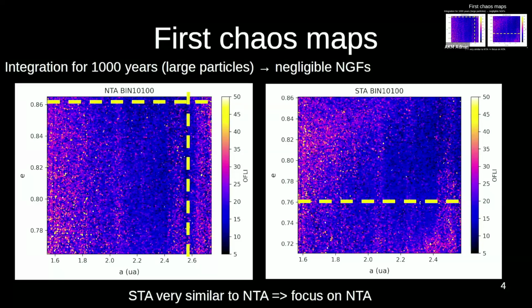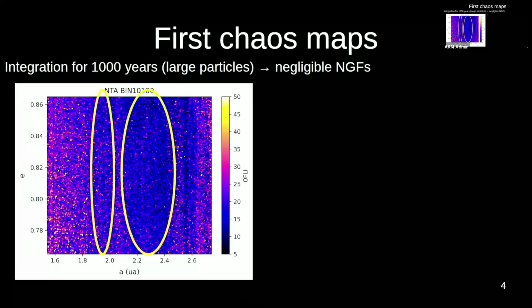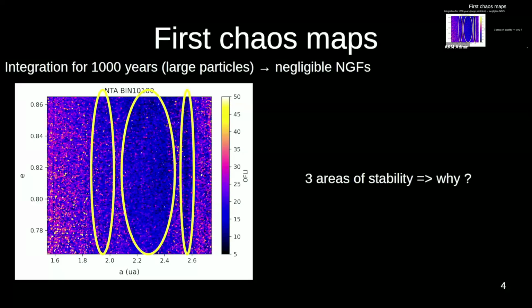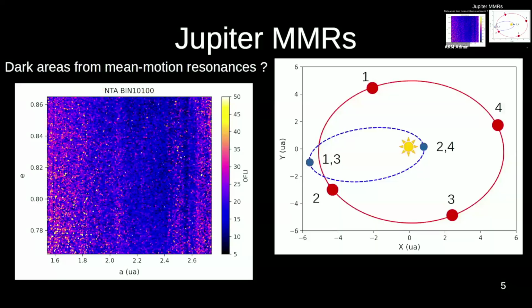So what can we say about the maps of the Northern Taurids? Well, we can see very well there's one area here, one there, and a small one here, and they are all much more stable than all the other ones. I don't know if you can see very well on this map, but yeah, it's clear. So why are those areas much more stable? What I've seen in previous maps is that usually when that happens it is because we have mean motion resonances with a planet.